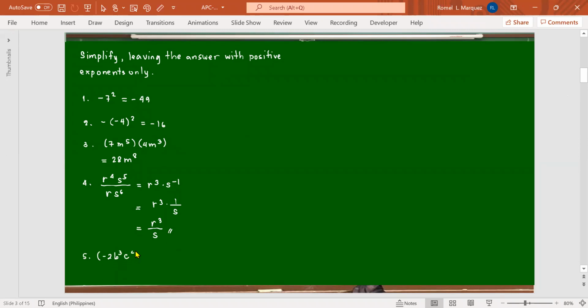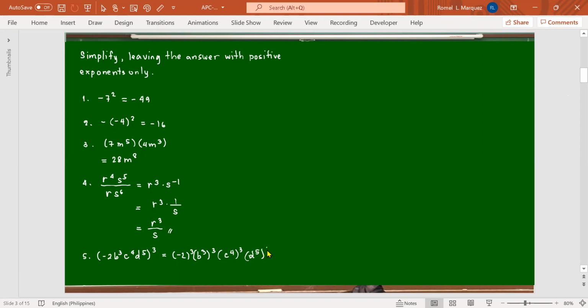Number 5, we have -2 b cubed c to the 4th d to the 5th, all raised to 3. So again, applying one of the laws of exponents, we can distribute this exponent 3 outside to the exponent of each factor inside by multiplying. So -2 raised to 3, b cubed raised to 3, c to the 4th raised to 3, and finally d to the 5th raised to 3.